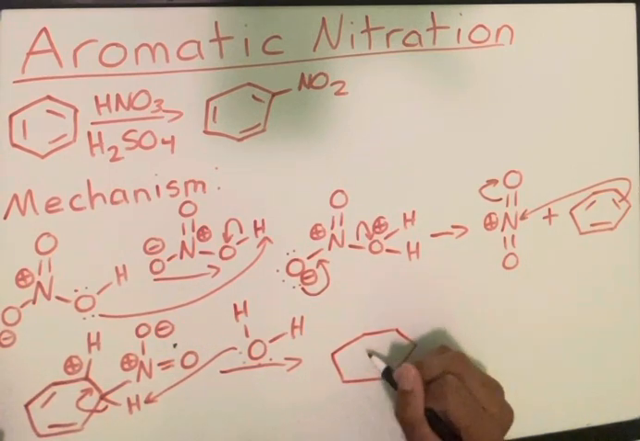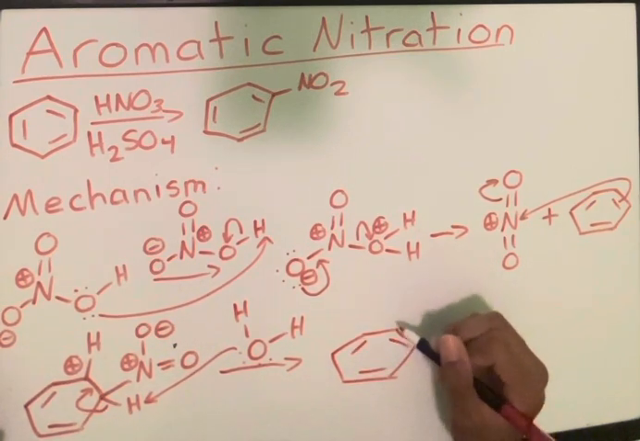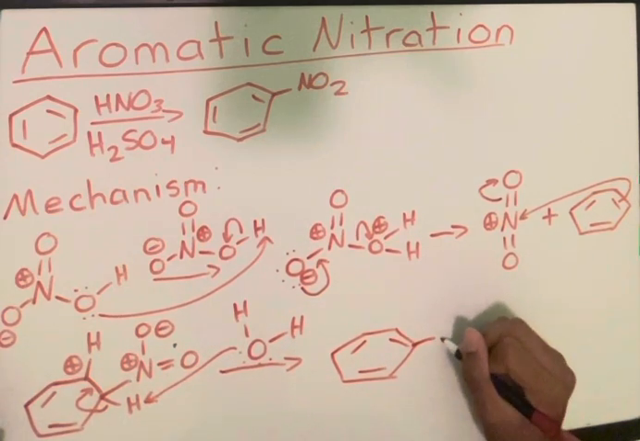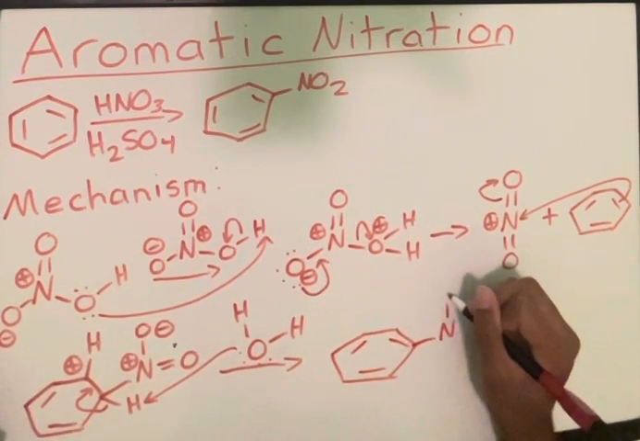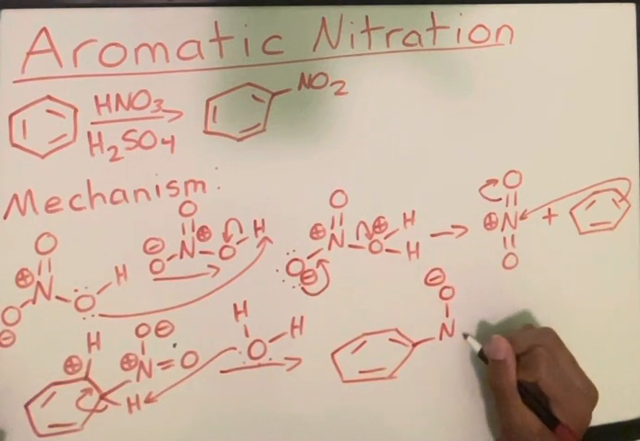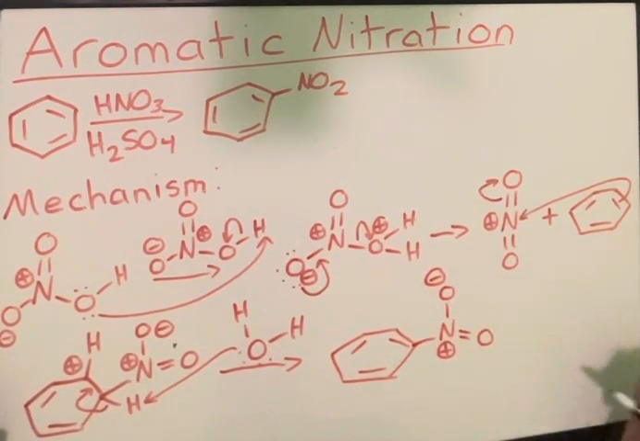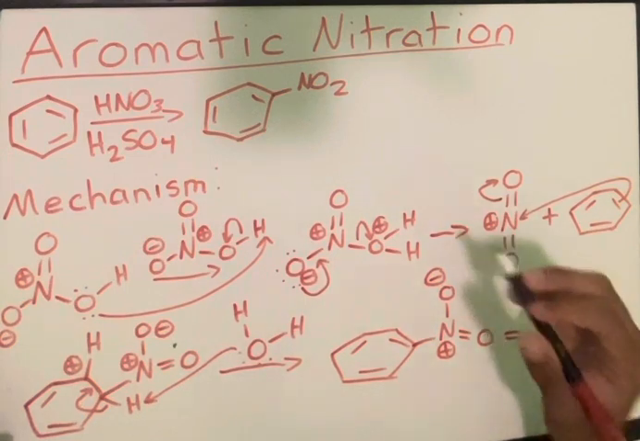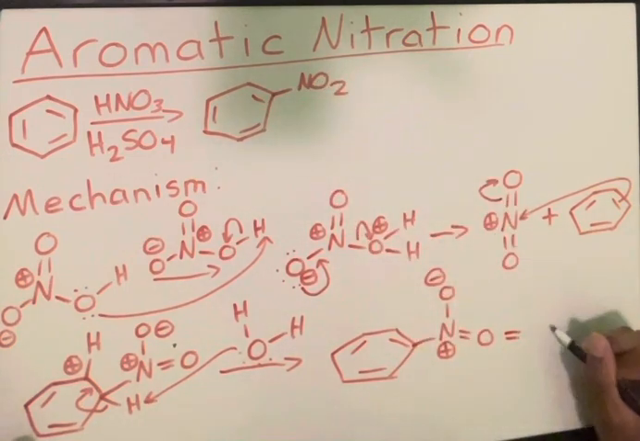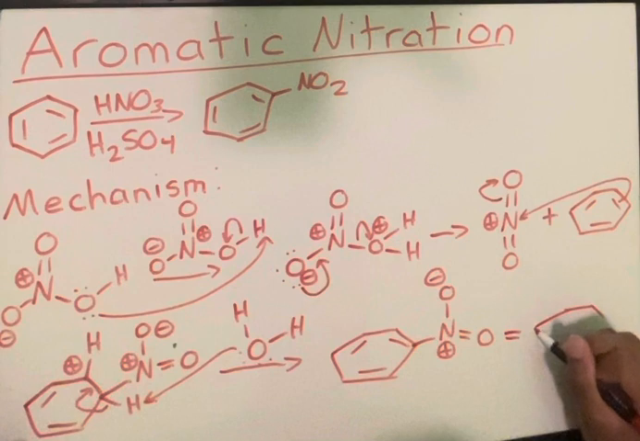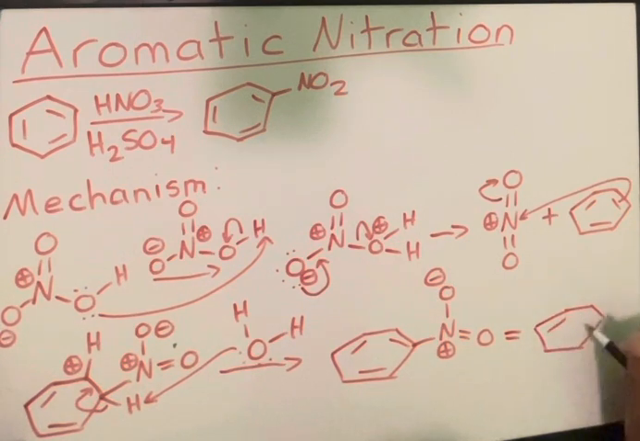So now what we have formed is our end product, in which we have our NO2 right here on our ring. And this could also just be written as the end product that we have up here, instead of drawing out all of the charges, which is just our NO2 right here.